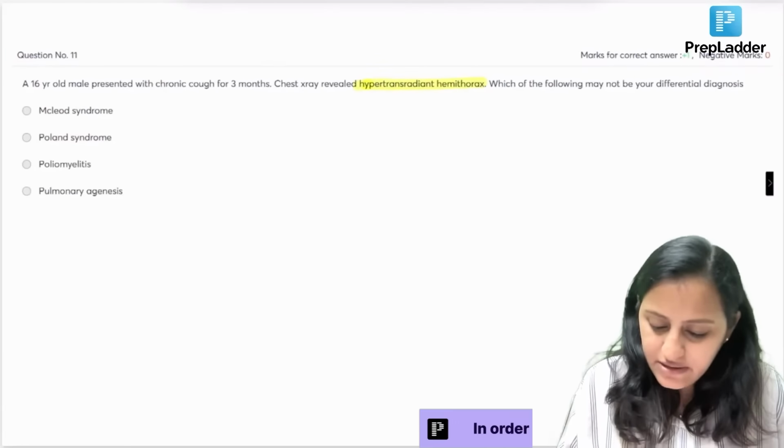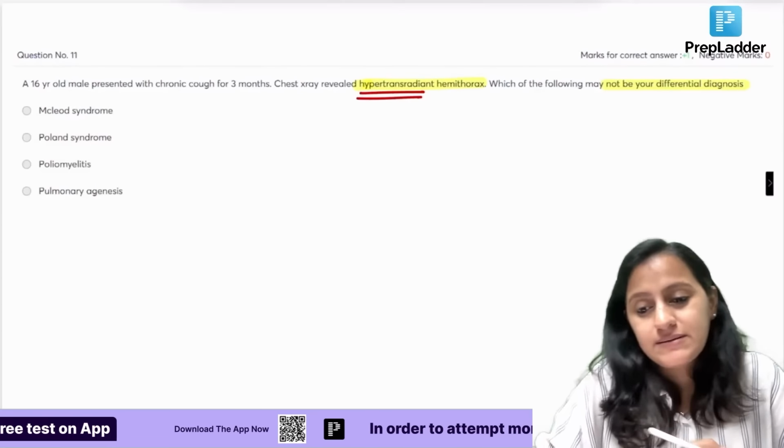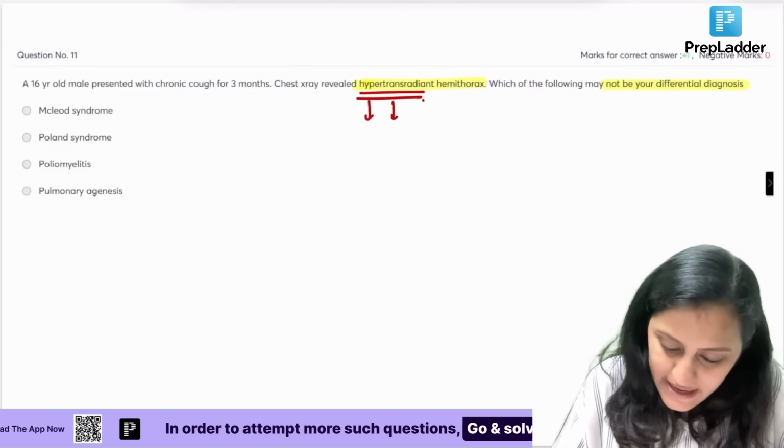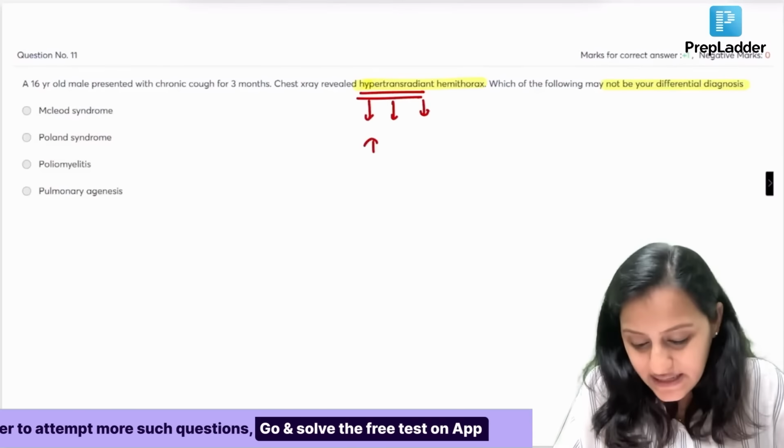What do you mean by hypertransradiant hemithorax? Is it a black hemithorax or is it a white hemithorax? Hyper means more. Transradiant means transmitting radiation more. So is it going to be like air or is it going to be like bone? So decode the term. Hypertransradiant means increased transmission of the radiation. That means there is decreased density, right?